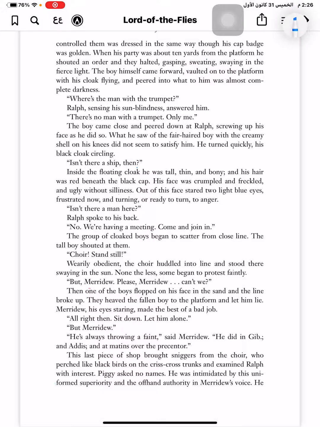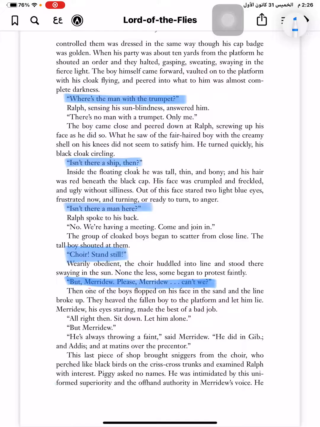The first thing that Jack said: "Isn't there a man here?" So the first thing is that Jack was asking about a man, not about a boy. As if he behaves just like a man. He imitates the adults. His relationship with his choir boys shows to us that he is a dominant boy, a boy of command. He's trying to behave just like a lieutenant, and the other choir boys are just like his soldiers, and they should obey his rules. He shouts at them when he said, "Choir, stand still."